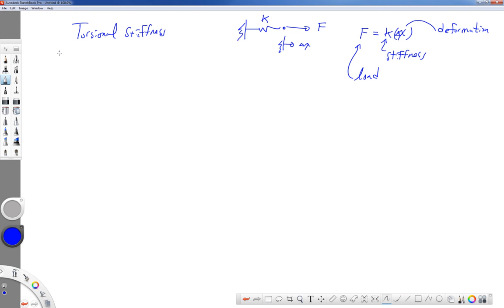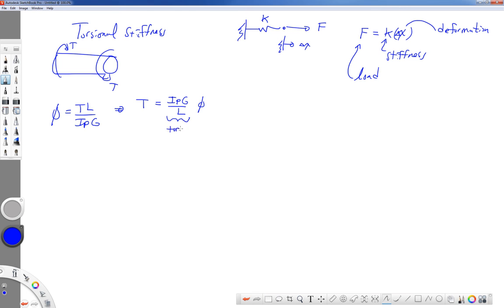In the same way, when we talk about stiffness of a single bar in torsion, the deformation of the bar is given by phi is equal to TL over I sub PG if it has a constant cross-section and all that business. If I rearrange this formula so that it looks like F is equal to Kx, I would have T is equal to I sub PG divided by L times phi. Now I have a load equal to some coefficient times some deformation. This term right here is the torsional stiffness of a single bar.